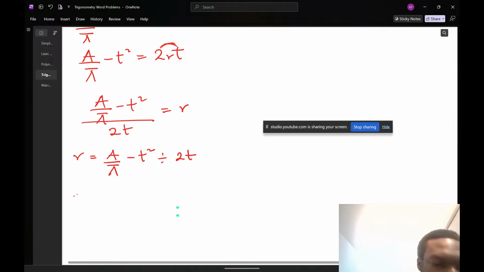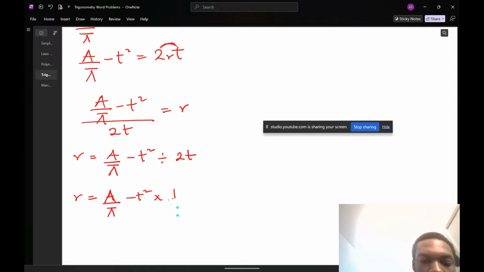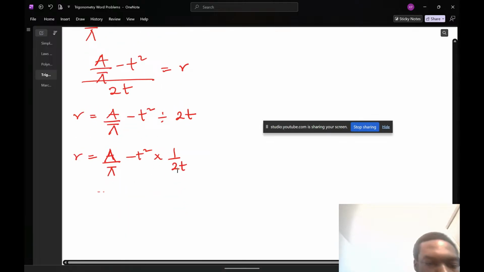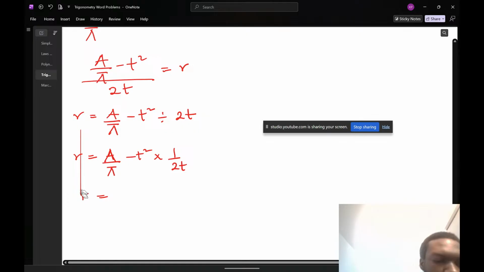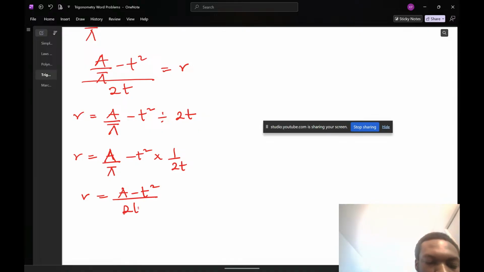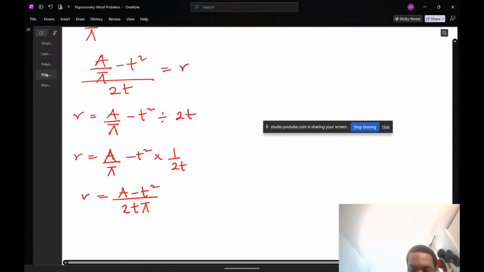So r is equal to A over pi minus t squared times 1 over 2t. Now let's multiply everything together. That will be r is equal to A minus t squared pi over 2t pi. So that will be the answer for that one.